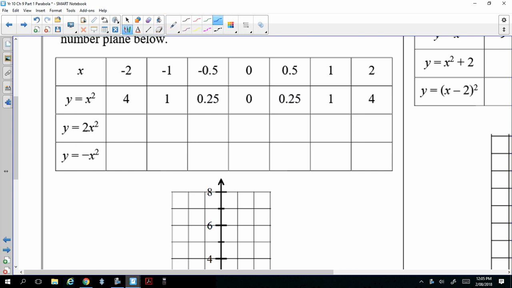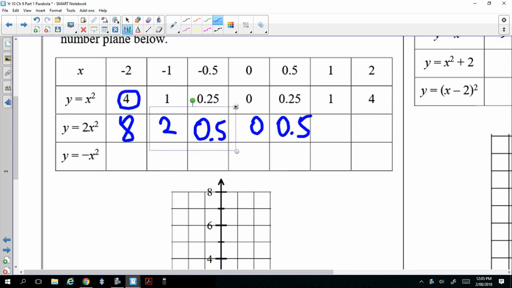So for the first one, we substitute -2 into x squared, so it's 4, then multiply by 2, you get 8. Does it make sense? So basically, when you have a 2 in front, it doubles all the previous values. So you double that one, double 0, double 0.5, double 1 is 2, double 4 is 8. Okay, so you got all of that.